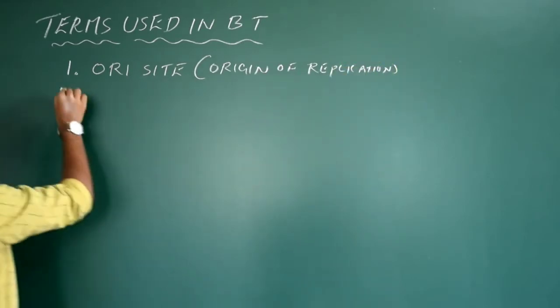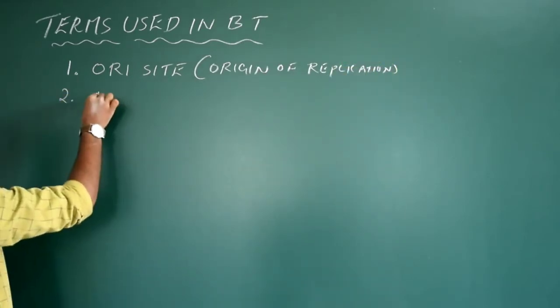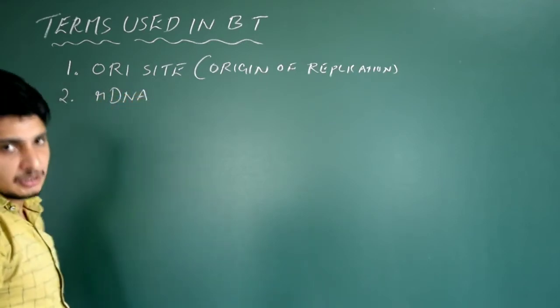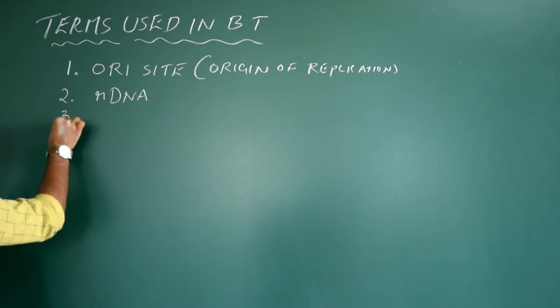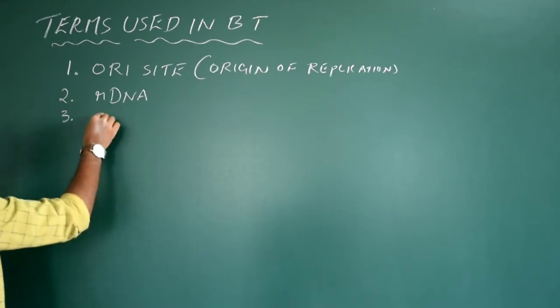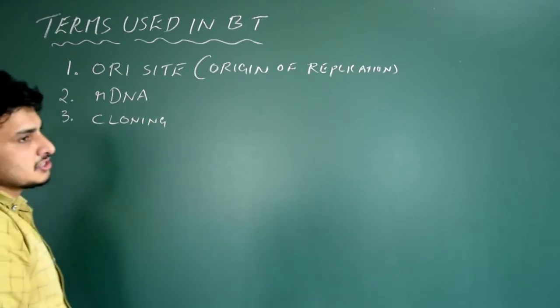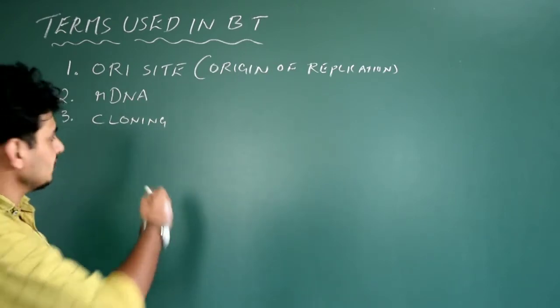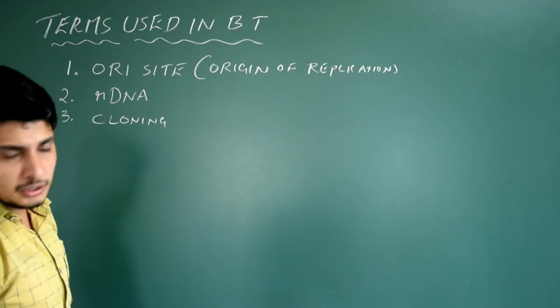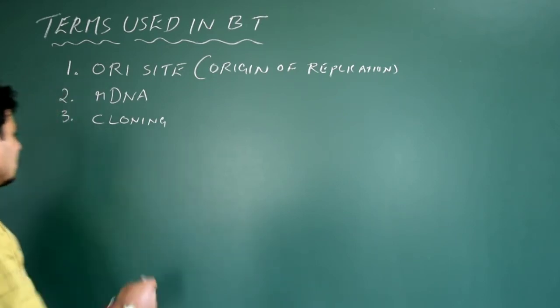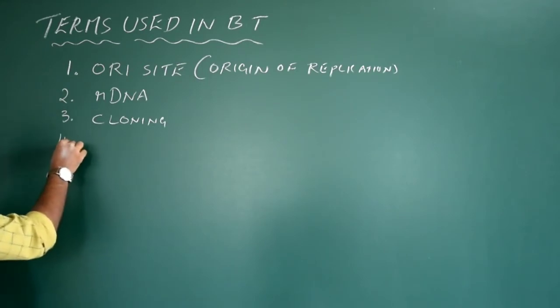Okay, so second one is recombinant DNA. You have already studied, know about recombinant DNA. Third one, we'll go with this word, that is cloning. When I was discussing reproduction in organisms, I discussed this particular term, clone. But here it's a bit different. The definition is a bit different. Okay, cloning.